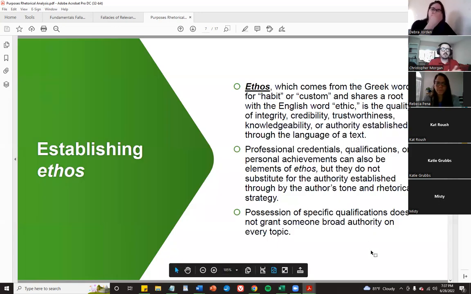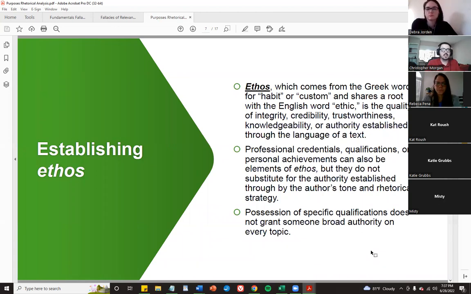Ethos comes from the Greek word. It shares a root with the words we get for habit and custom, character, right? Ethics, all of these constellation of words in modern English share a root with the word ethos. It's the quality of integrity, credibility, or trustworthiness, knowledgeability, or authority established through the language of the text, right?